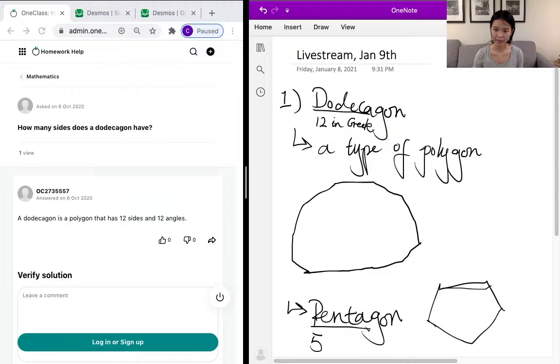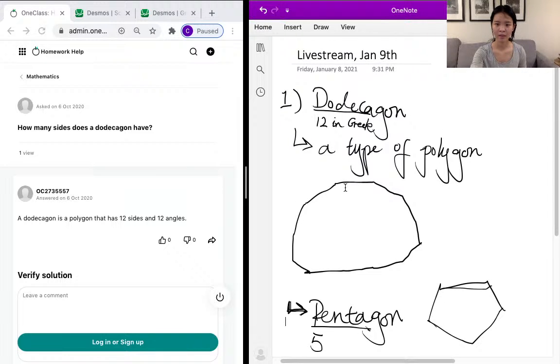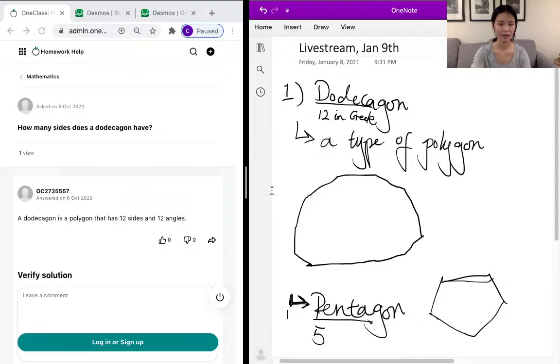You might have heard of the word Pentagon a lot. This is because in the United States, there's a building that's called the Pentagon, and it's like a security building, and that is quite famous. So that's where you probably have heard of the word Pentagon outside of the math world. So yeah, a dodecagon is just a polygon that has 12 sides. Quite straightforward.